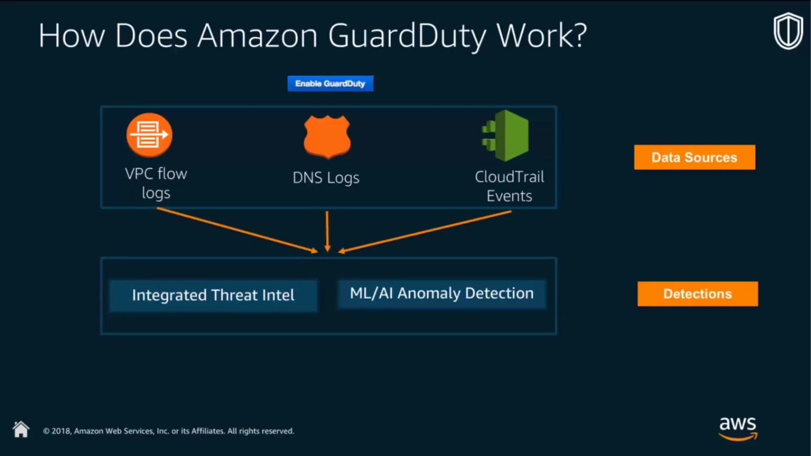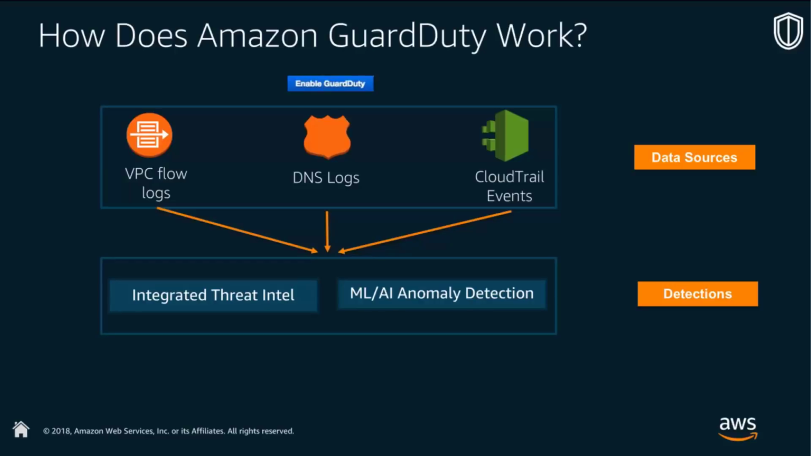So GuardDuty will then correlate all this data together, and it will correlate that against integrated threat intel, and these threat intelligence sources include Amazon's own threat intelligence, the ones that we built, as well as certain third-party data sources. It will look at potential behavior for static signatures of bad behavior, such as, in our case, we'll actually demonstrate the SSH brute force attack, for example.